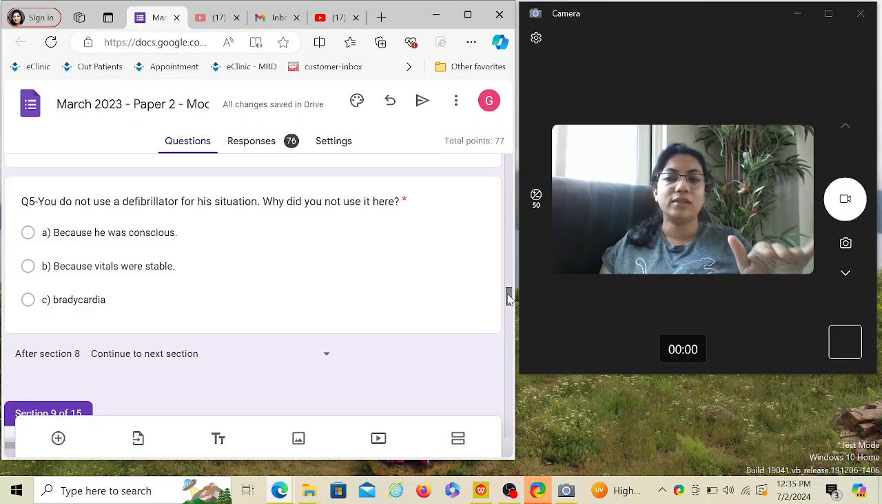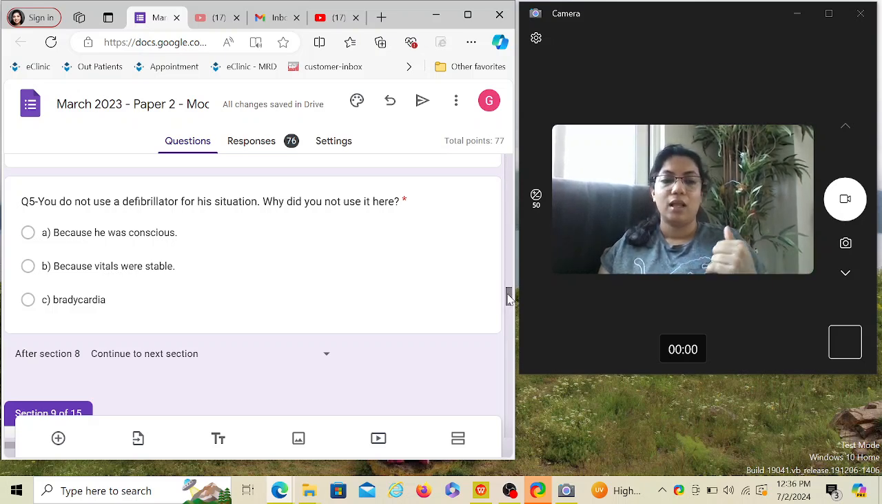You do not use a defibrillator for this situation. And why did you not use it here? What is a defib? Defib is to start the electrical activity back in the heart. If the patient is conscious, why would you want to start something which has not stopped, right? So because he's a conscious patient, you are not going to give him a defib.